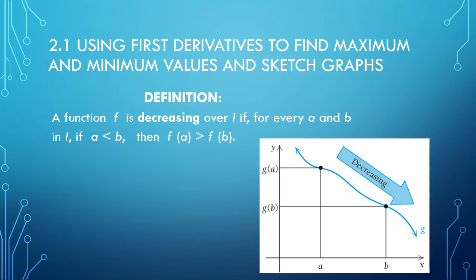And notice we're using g here instead of f. That's okay, same thing. Here our x value that is a is smaller than our x value that is b. However, when we put a into the function, we get a bigger value for y than we do when we put b into the function. And what that results in is the function will decrease or go down as we look at it from left to right.